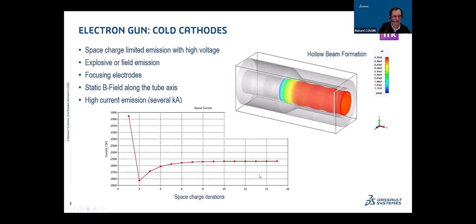And then you have the figure that you have here on the bottom left on this slide, where you can also see the space charge iterations in order to extract the maximum currents that you have for this application. You see here, as an example, a hollow beam formation. And for this, specifically because of the shape of the electrodes, you need to apply a static B field along the tube axis in order to focus the beam. And here you can reach high current emissions of the type of several kiloamps.